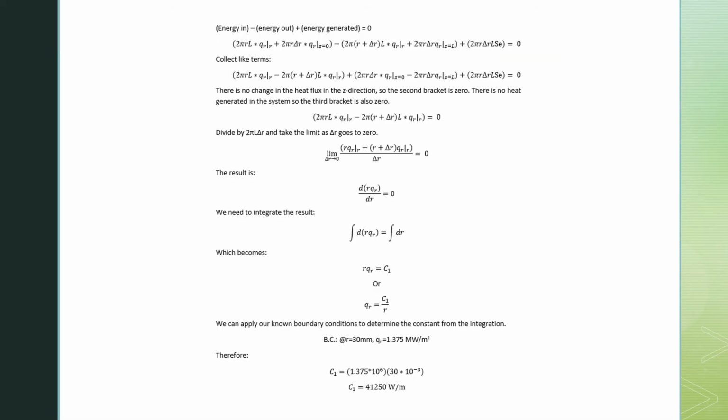The analysis of this shell balance starts with writing down the energy equation and simplifying it. To do this, the student must understand that the heat flux is constant in the z direction and that there is no heat generated within the system. Doing so will net them the equation d(r q_r)/dr equal to 0, which they will then integrate to get r q_r equal to C1, or simply q_r, the heat flux, equal to C1 over r.